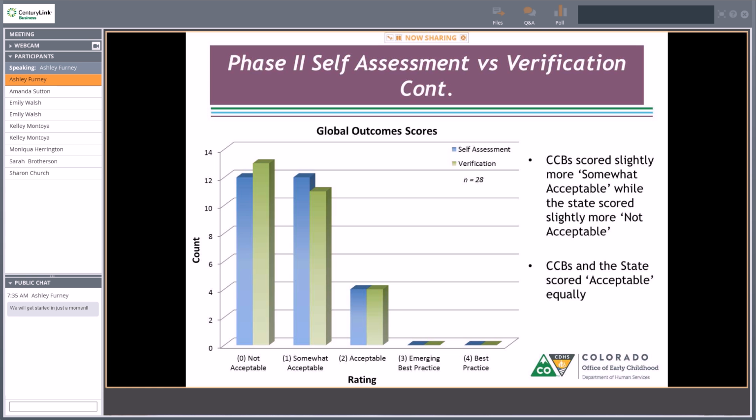This next one shows the global outcomes section, and we're scoring very similarly here, which is great. The state's just scoring a little bit more not acceptable, while the CCB is scoring a little bit more somewhat acceptable.